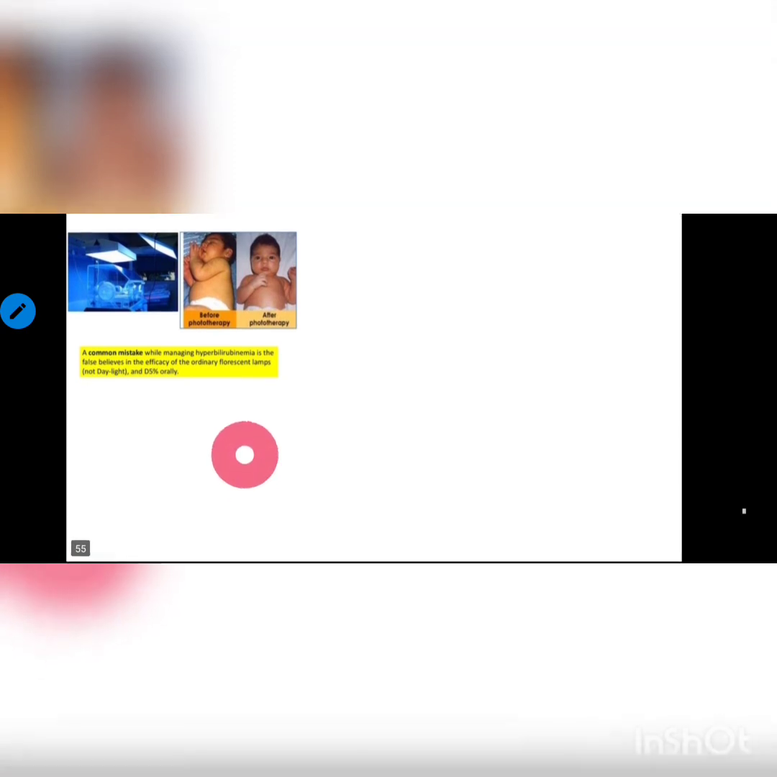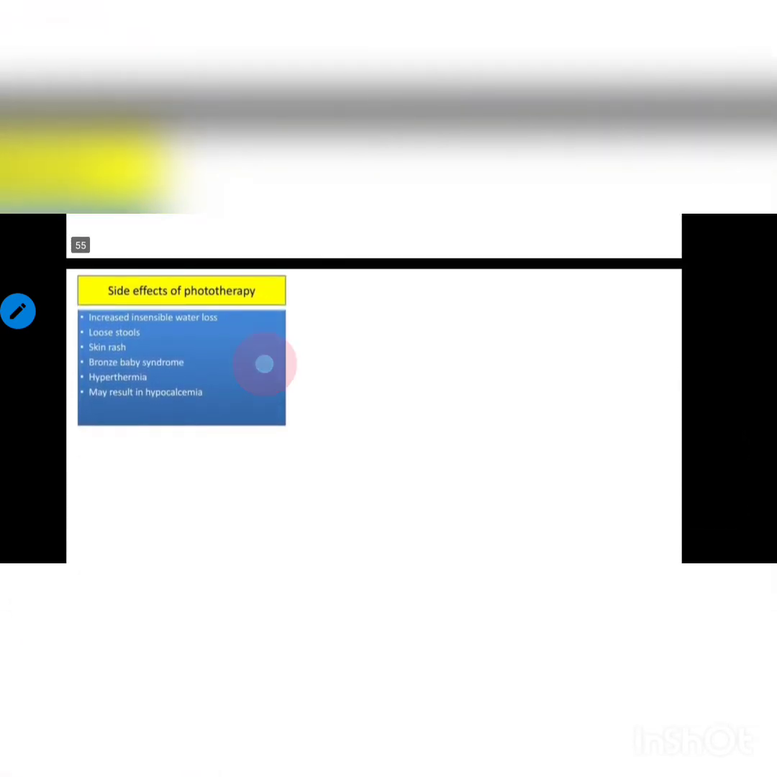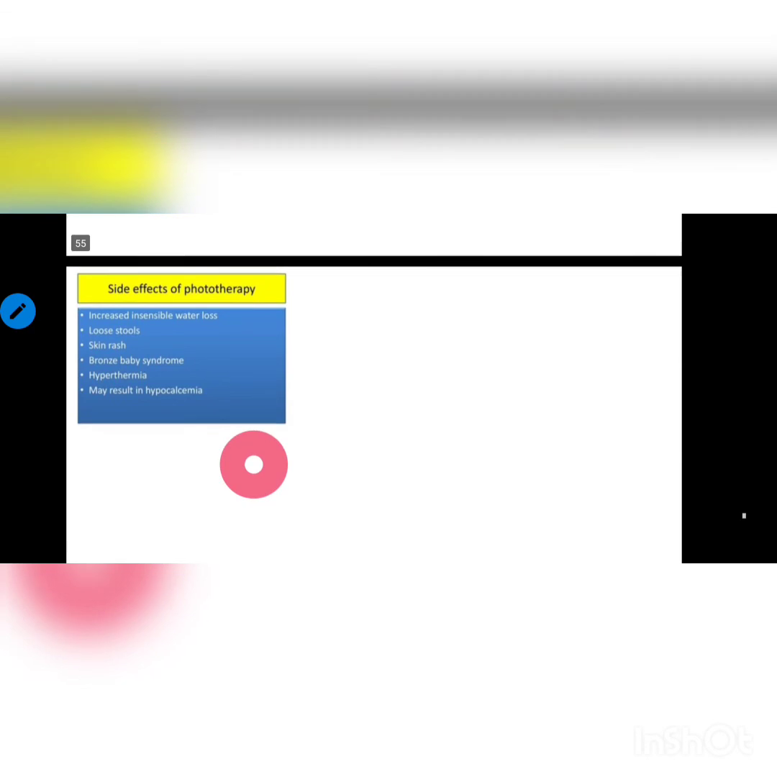Monitor the bilirubin level. And you can see the difference between before phototherapy and after phototherapy. So a common mistake while managing hyperbilirubinemia is the false belief in the efficacy of ordinary fluorescent lamps and dextrose 5% orally. So you should avoid the ordinary fluorescent lamps. It will not help you, and also dextrose 5% orally.